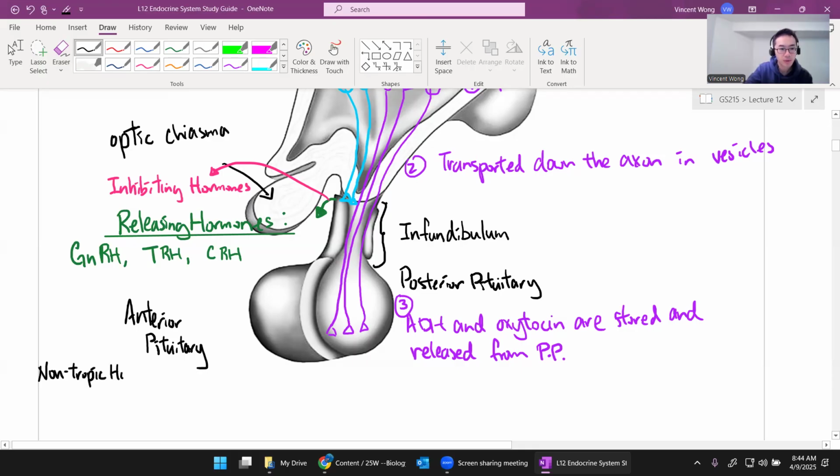non-tropic hormones. Okay, that does not affect another gland. What are the non-tropic hormones? Okay, think about it. Only two. There are only two non-tropic hormones.